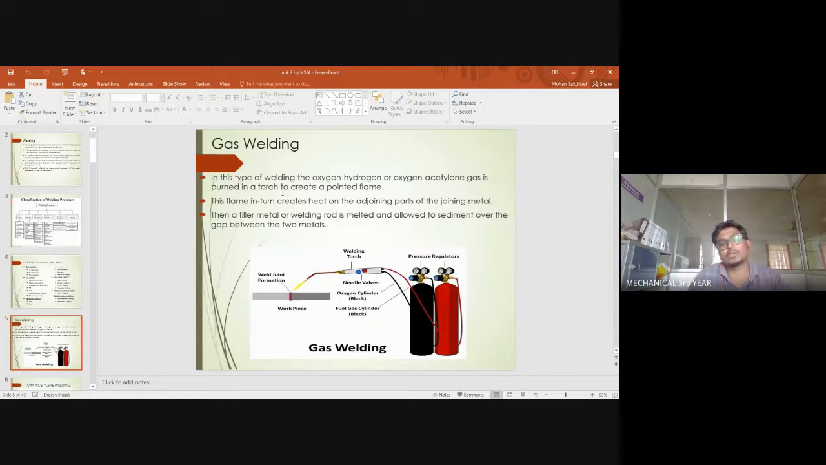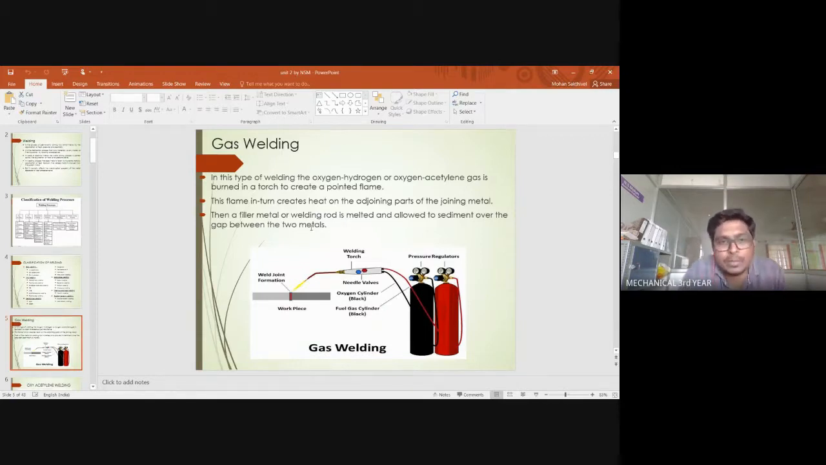Okay, let us see what are the points given over here. In this type of welding, the oxygen, hydrogen, or oxyacetylene gas is burnt in a torch to create a pointed flame. So these two gases have been mixed together. Let us see what is happening. I'll just explain the points alone first, and then we will get into elaboration.